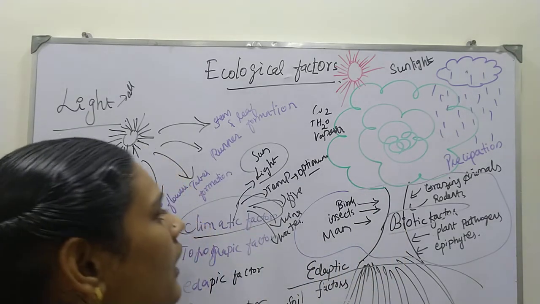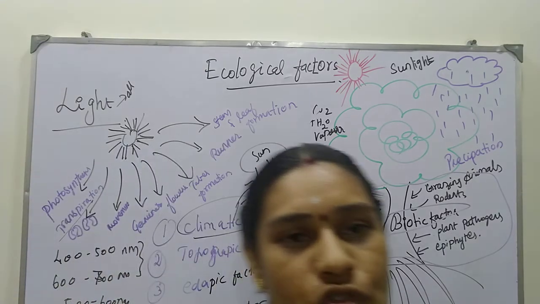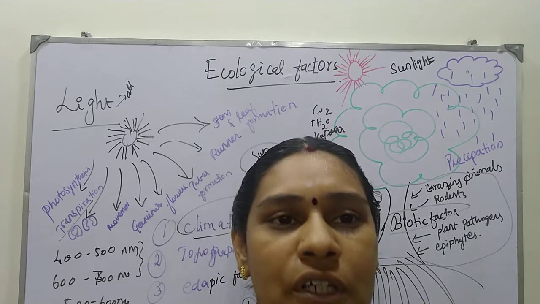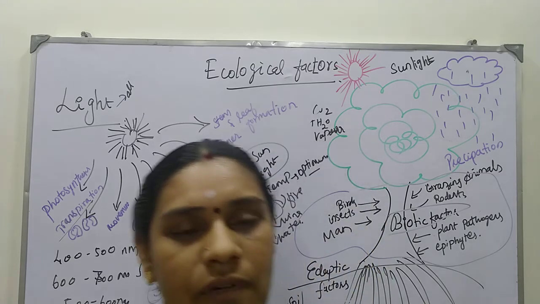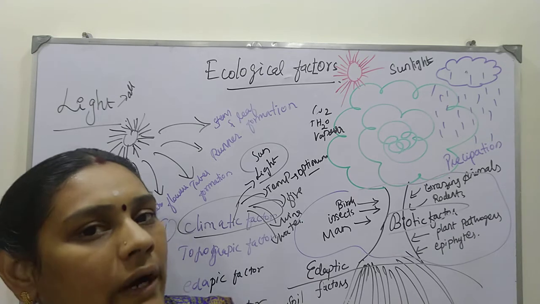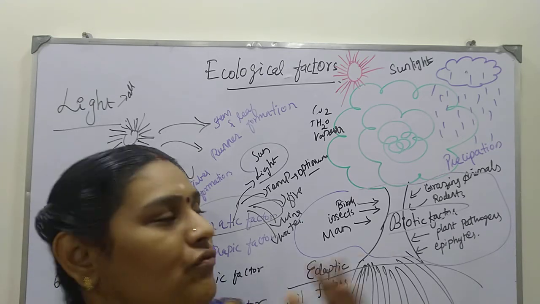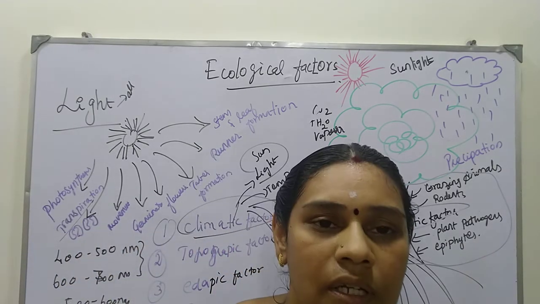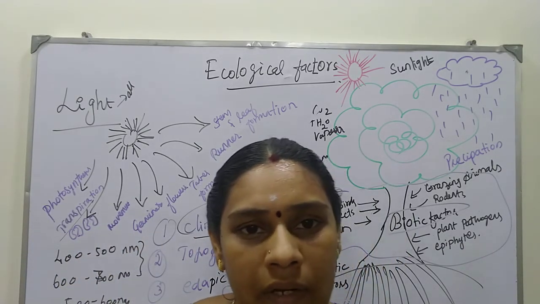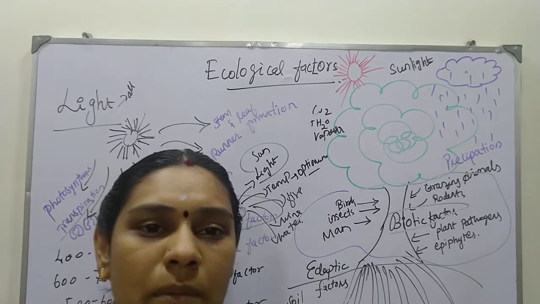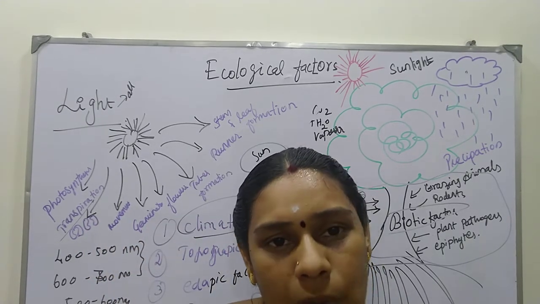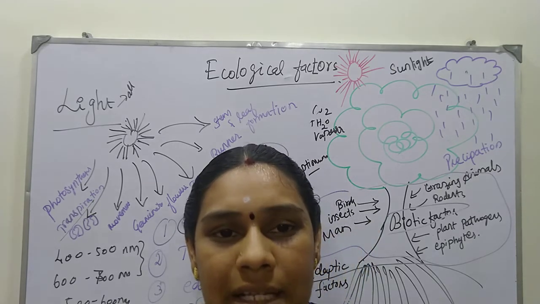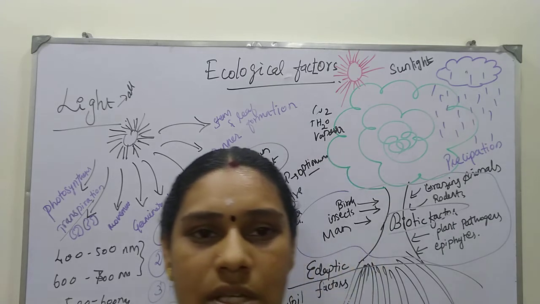Okay, so for temperature also there are three types. The maximum function of all the physiological functions of the plant takes place only at the optimum temperature. If we take the maximum temperature, the biochemical reaction or the metabolism is stopped. At the minimum temperature, the metabolism is at the lowest speed, the rate. And at the optimum temperature, the maximum activity takes place.